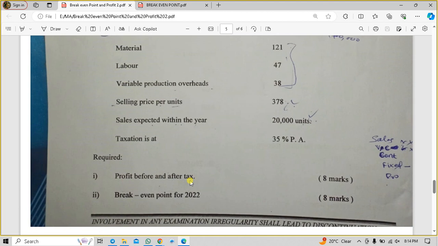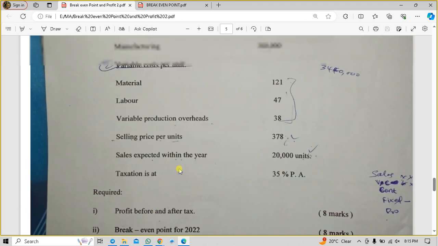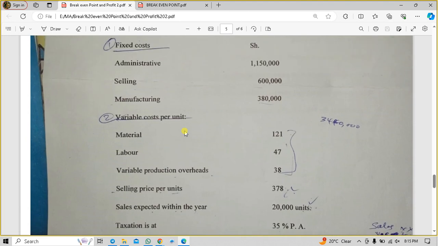Because here we have been asked profit before and after tax, whatever you're going to get, we are going to use it kwa break even point and also in the others. So what do you think? What is the first step to do when you're given such kind of a question?